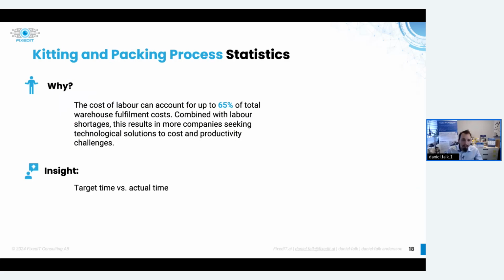Next use case is kitting and packaging process, or statistics for that. The cost for labor can account for up to 65% of total warehouse fulfillment costs. And combined with labor shortage, this results in more companies seeking technological solutions to cost and productivity challenges. So the insight that we want to give in this use case is target time versus actual time for a manual process like packaging, for example, or assembling or something like that.